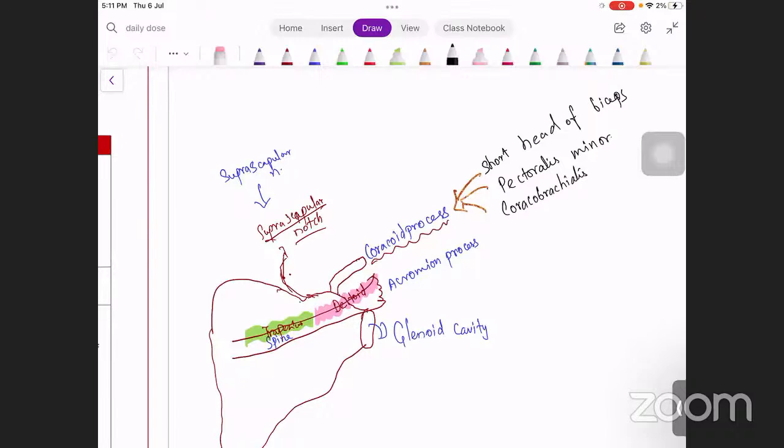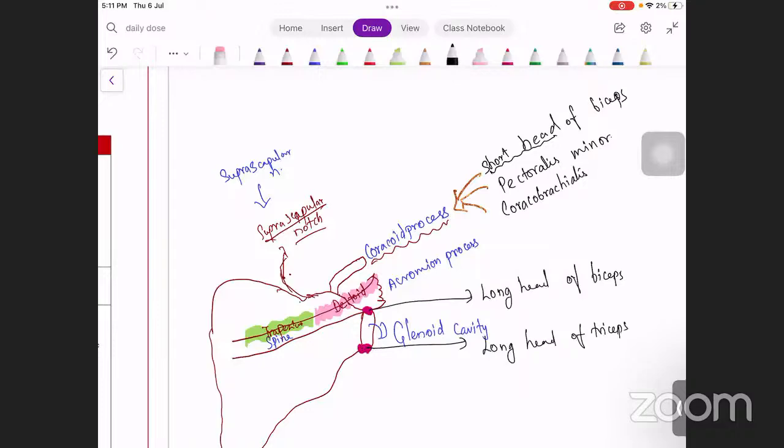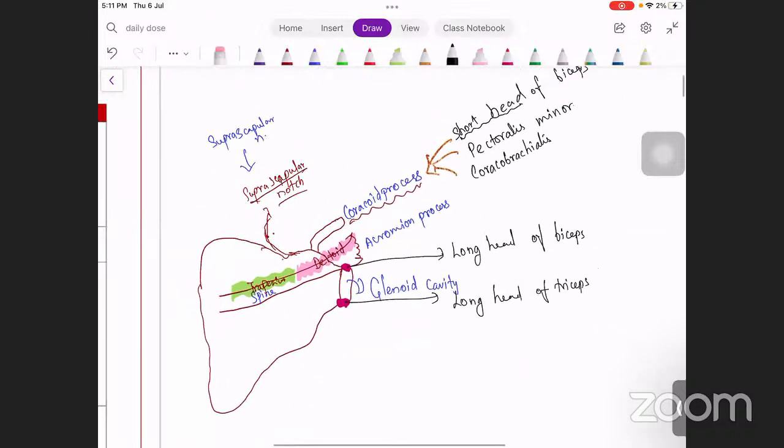So since the short head of biceps is attached to the coracoid process, where do you see the attachment of your long head of biceps? You have here two important anatomical landmarks: the supraglenoid tubercle and the infraglenoid tubercle. You see the attachment of the long head of biceps on the supraglenoid tubercle, and the long head of triceps on the infraglenoid tubercle. These are the muscular attachments of your scapula that you have to remember, people.